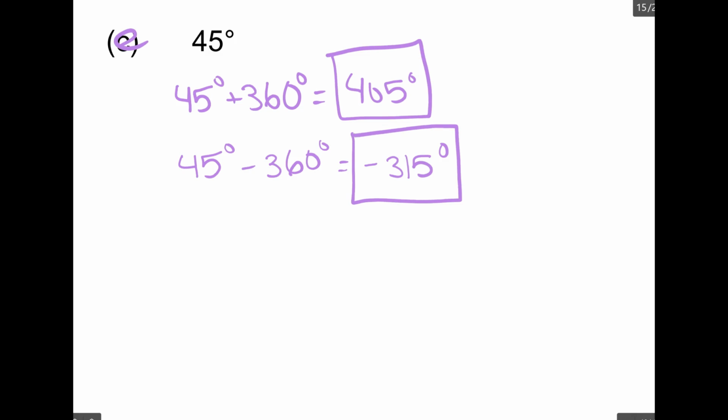So she saw it's degrees. She just added 360. She had a positive number. Then she minus 360, and then she got a negative. So those are my two coterminal angles. Right, Matt? Yep.